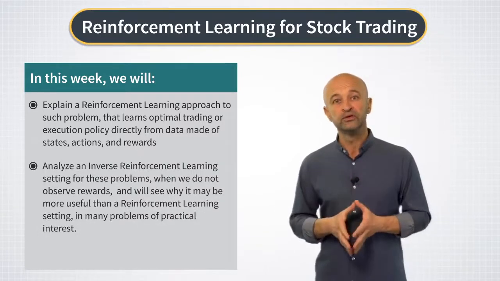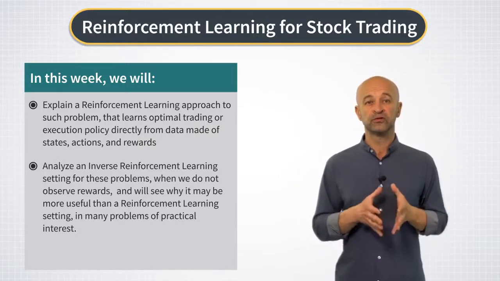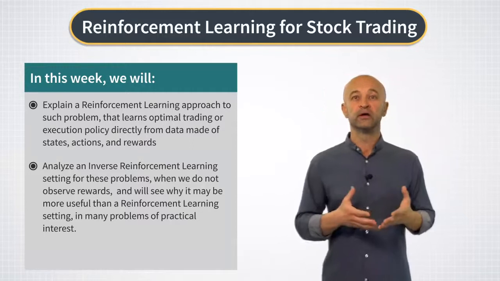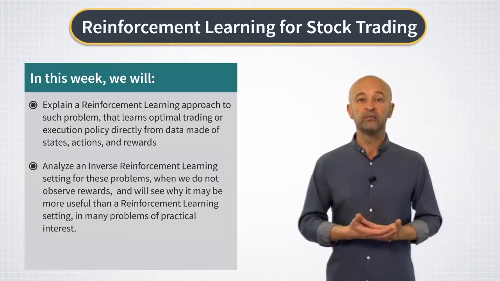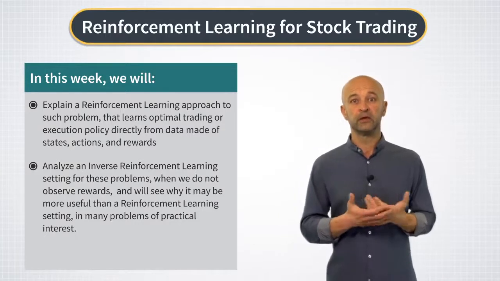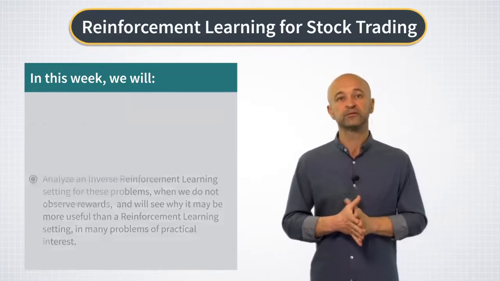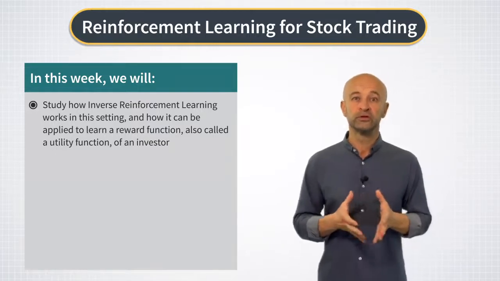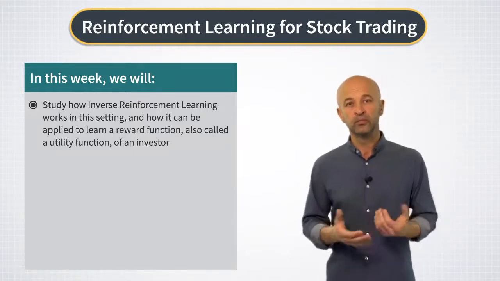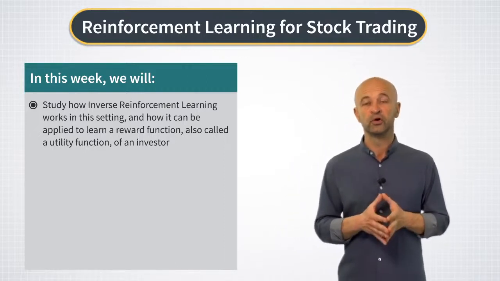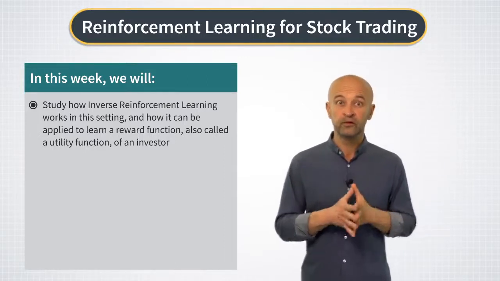And then we will discuss an inverse reinforcement learning setting for these problems, where we do not observe rewards, and we will see why it may be more useful than a direct reinforcement learning setting in many problems of practical interest. We will then see how inverse reinforcement learning works in this setting and how it can be applied to learn a reward function, also called a utility function, of an investor or even of a market.